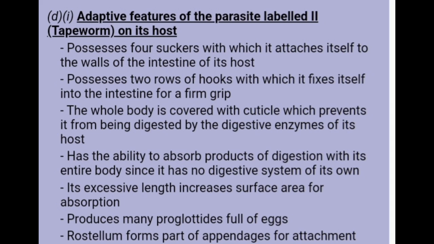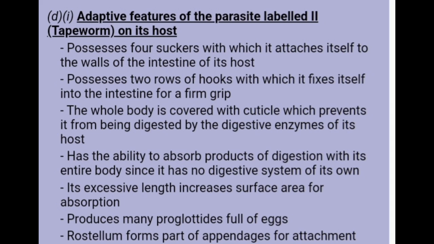Okay, so what are the adaptive features of tapeworm in the host? Number one, it possesses 4 suckers with which it attaches itself to the walls of the intestine of its host. Also, it possesses 2 rows of hooks with which it fixes itself into the intestine for a firm grip. And then the whole body is covered with cuticle, which prevents it from being digested by the digestive enzymes of the host.